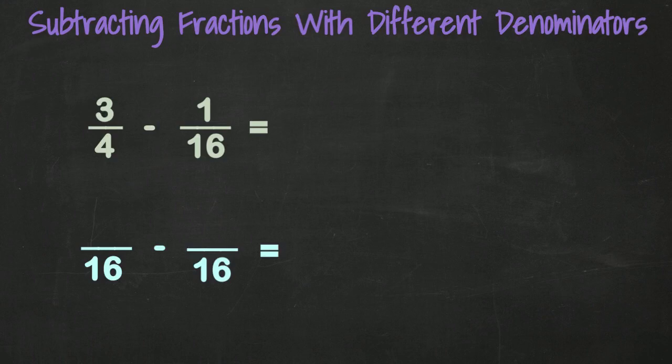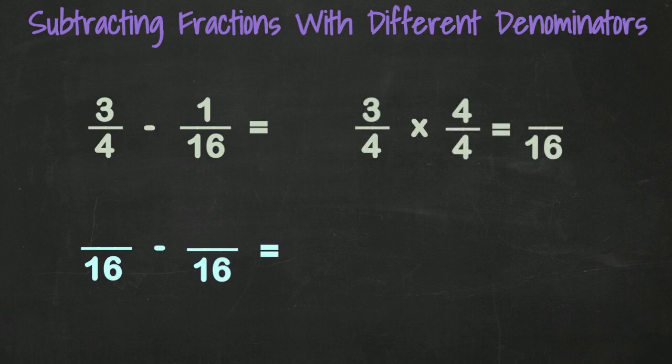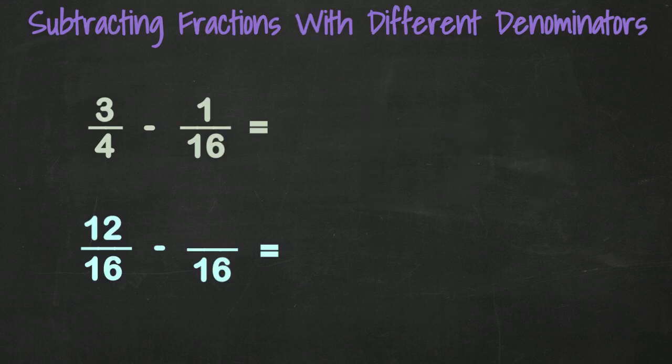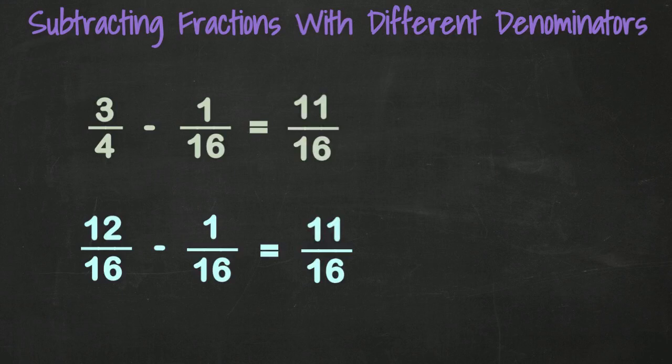We convert our first fraction of 3/4 into some number over 16, and we do that by multiplying 4 times 4. Since we multiply the denominator by 4, we must also multiply the numerator by 4, and we get 3 times 4 equals 12. Our new equivalent fraction is 12 over 16. We don't have to convert our second fraction to anything, it stays the same, since it already has a denominator of 16. We take 12 over 16 minus 1 over 16, and our result is 11 over 16. This fraction is also already in its simplest form.